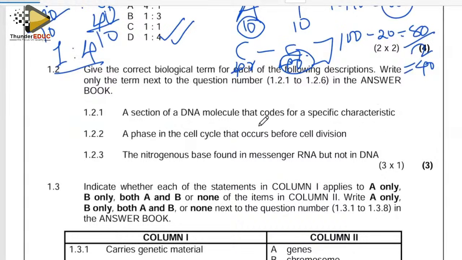They're saying the section of a DNA molecule that codes for a specific characteristic. How do you call this section of DNA? What are those sections which determine our characteristics in the body? Why do we resemble the way we resemble? Those parts are from the DNA. How do you call those sections? Genes. Yes, correct. Genes are the sections of DNA that control a particular characteristic.